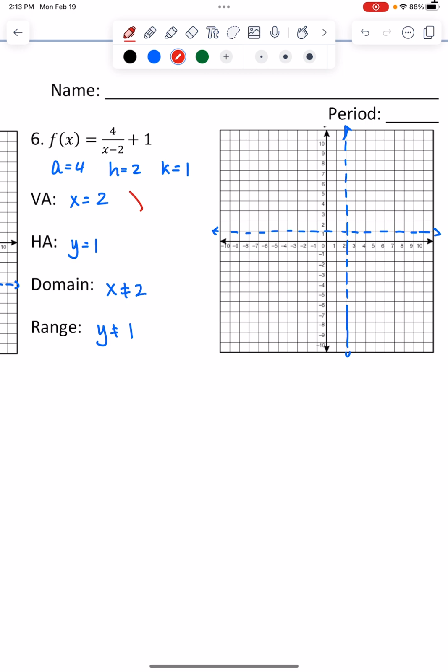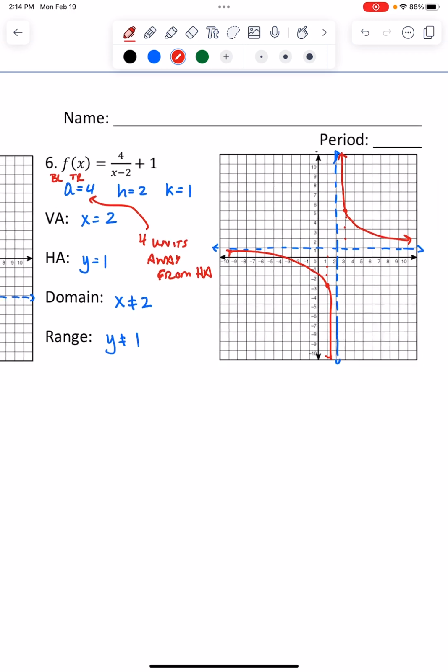Okay, and then our a value is 4, right? It's positive, so we're in the normal, bottom left, top right. So we are 4 units away from that horizontal asymptote. Okay, so bottom left, 4 units away. 1, 2, 3, 4 units away. Let's draw in that branch. Okay, and then 1, 2, 3, 4. Drawing that one. And then there we go.